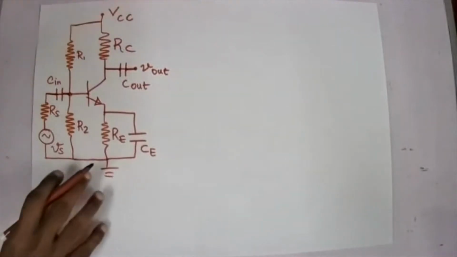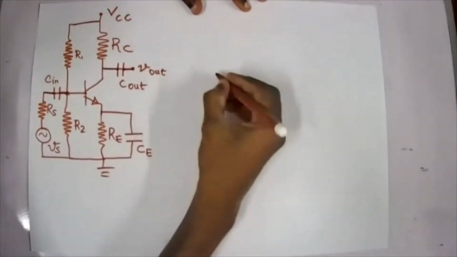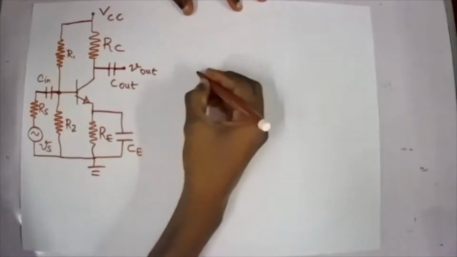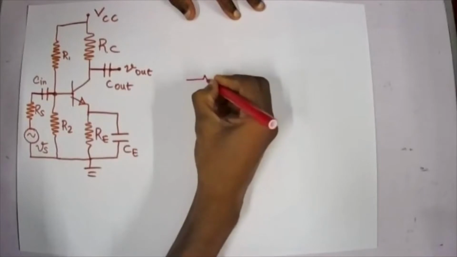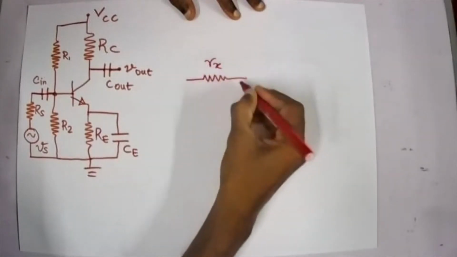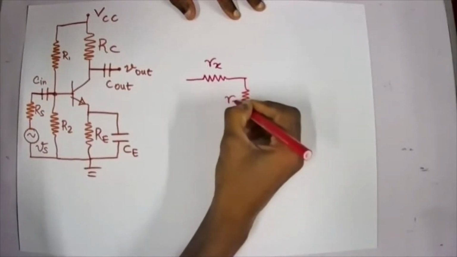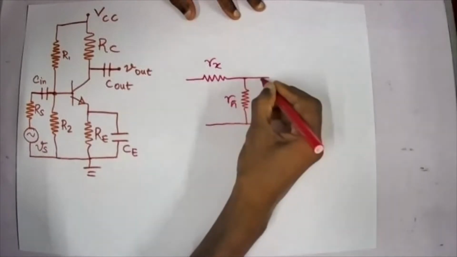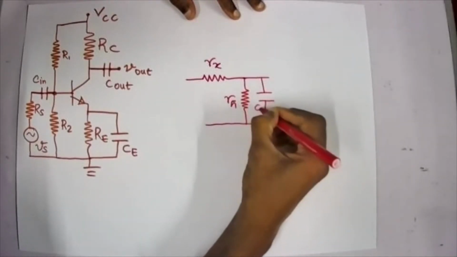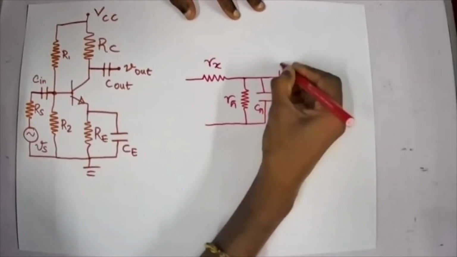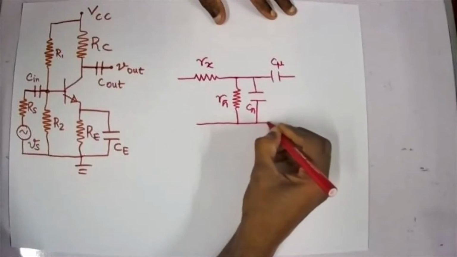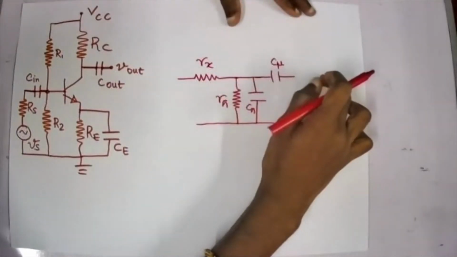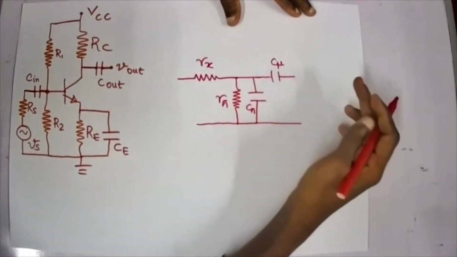So we'll do it one by one. First of all, we'll substitute the transistor with the hybrid equivalent model, right? So I'll draw the equivalent circuit first. I have my Rx, R pi, and then capacitor C pi. Here I have C mu, and of course we can neglect the R mu, the parallel resistance introduced by the base collector junction, right? That can be neglected due to its very high value.